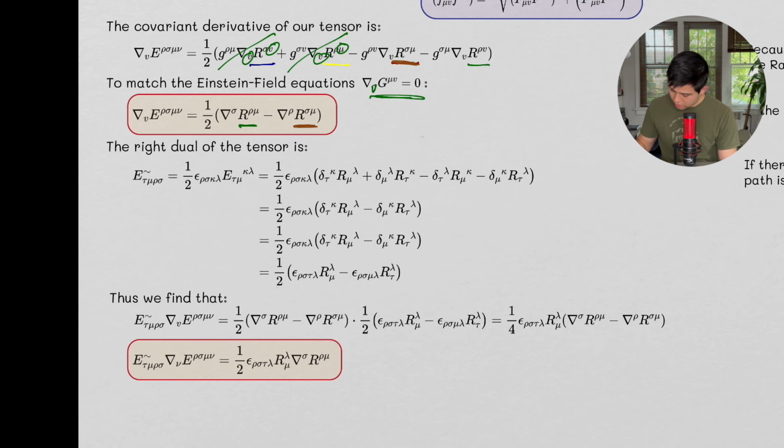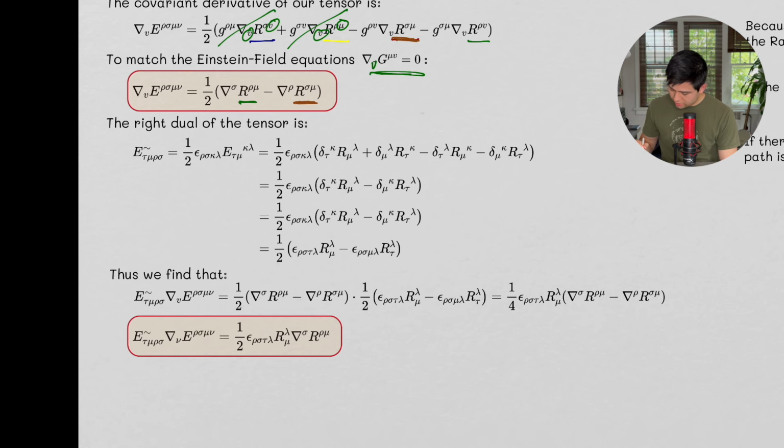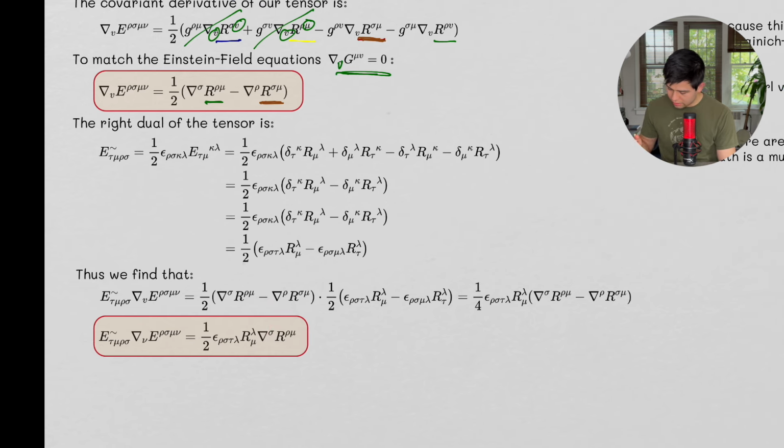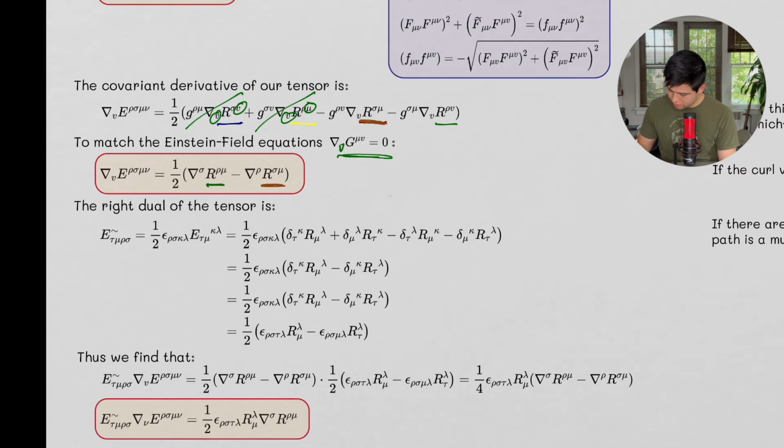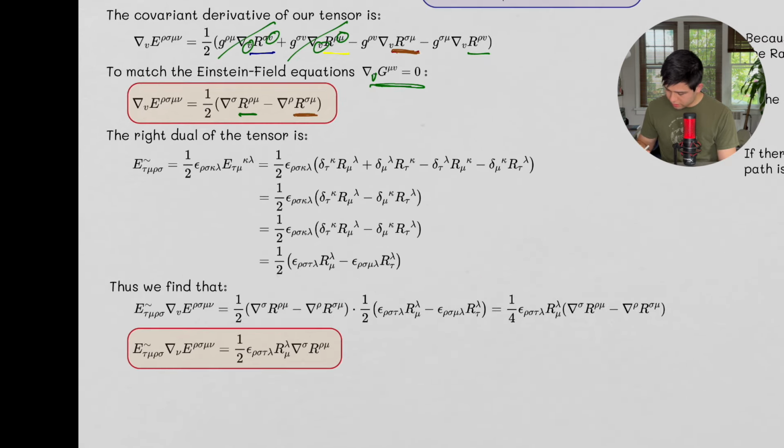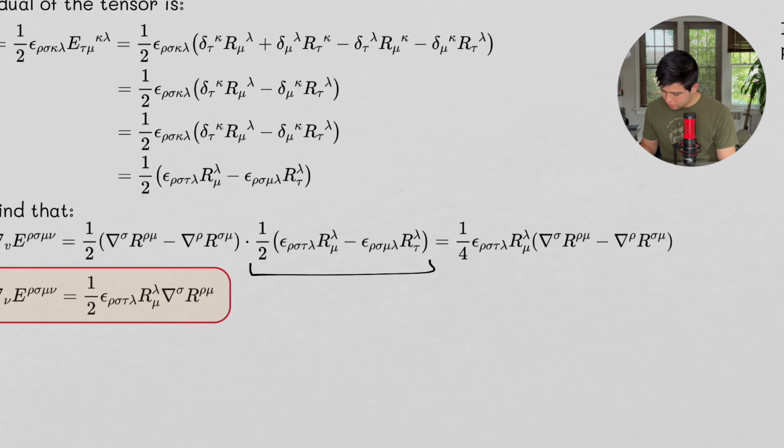All right. And so we find that the multiplication of our divergence with our right dual is going to be this here. And where do we get all this? So this here was this. This here is this relationship with, so this here is our E right dual.